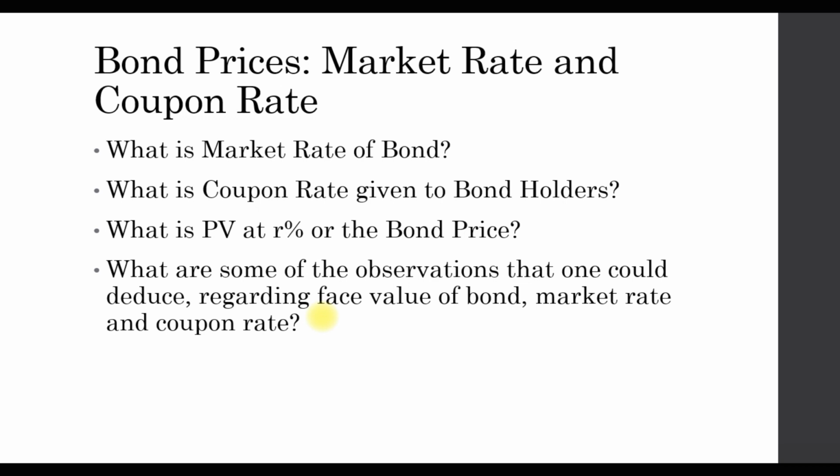So here we have to make two important observations. When the market rate exceeds the coupon rate, the bond value is less than its face value, or the investor can buy the bond at a lesser price than its face value. That is the first observation, when the market rate exceeds the coupon rate.